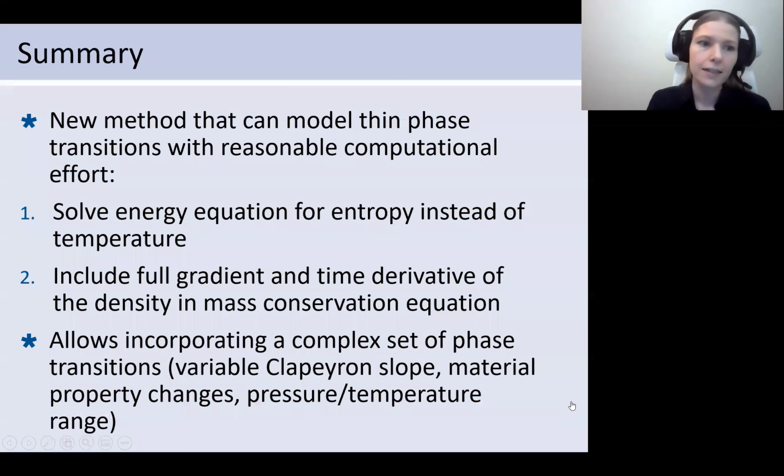So to summarize, we have developed a new method that can accurately model thin phase transitions with a reasonable computational effort, so we don't have to resolve the phase transitions over several mesh cells anymore. And the new method includes first solving the energy equation for entropy instead of temperature, and then including the full gradient and time derivative of the density in the mass conservation equation. And this allows it to incorporate a complex set of phase transitions with a variable Clapeyron slope, material property changes, and a variable pressure and temperature range. And we hope that will be useful for modeling all kinds of different convection scenarios with phase transitions in the future. Thank you.